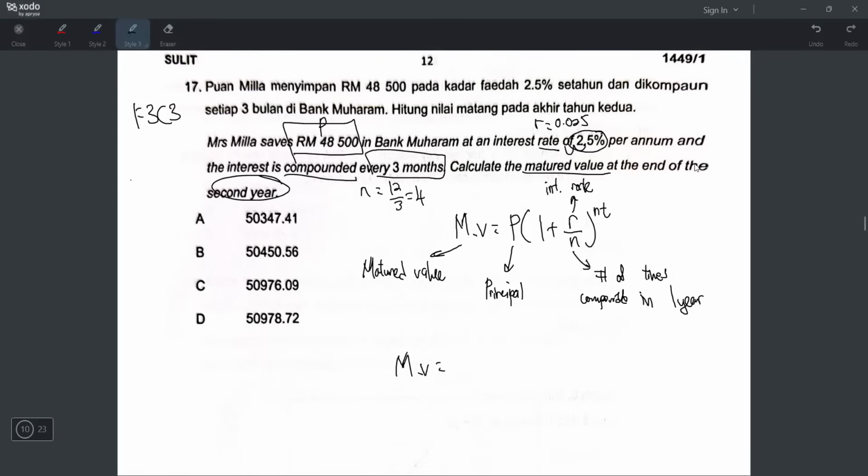Now calculate the matured value at the end of the second year. Second year is trying to give you the T. Oh, I forgot to tell you the T. T is the years. So for this second year, T is 2.